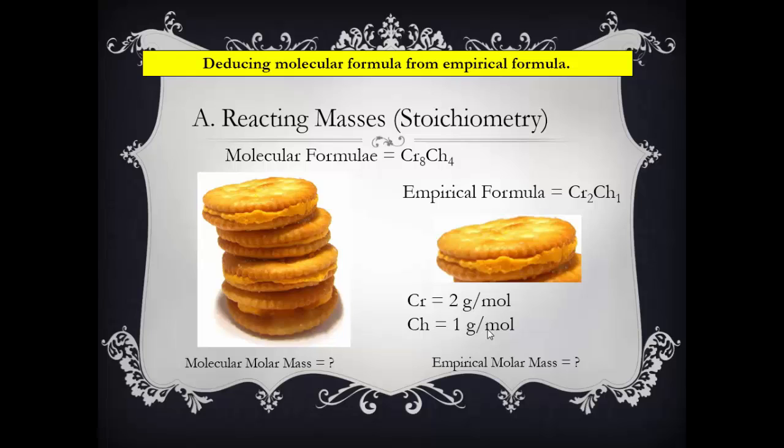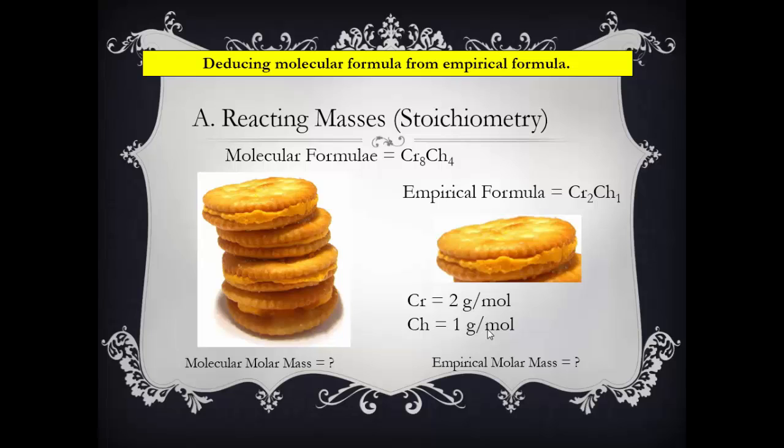Alright, how do you find molecular formula from the empirical? Again, it's stoichiometry, but it's ratios again. So for every single empirical, it either gets doubled or tripled or quadrupled or 5 times, whatever multiple it is, that amount.